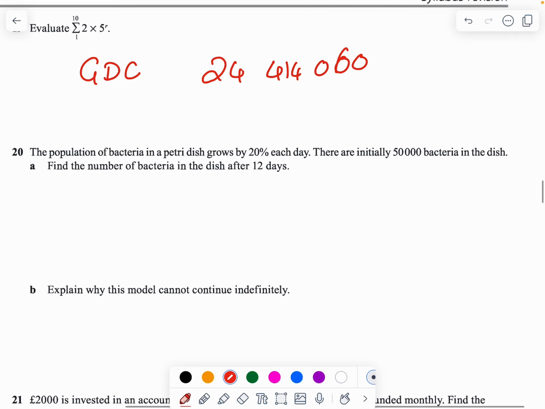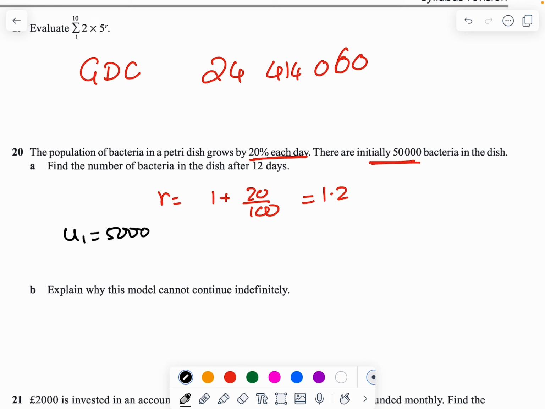Question number 20. The population of a bacteria in a petri dish grows by 20% each day. So each day it grows by 20%. So the common ratio will be 1 plus 20 upon 100, which is 1.2. Initially, there are 50,000 bacteria. So U1 equals 50,000. Find the bacteria after 12 days.